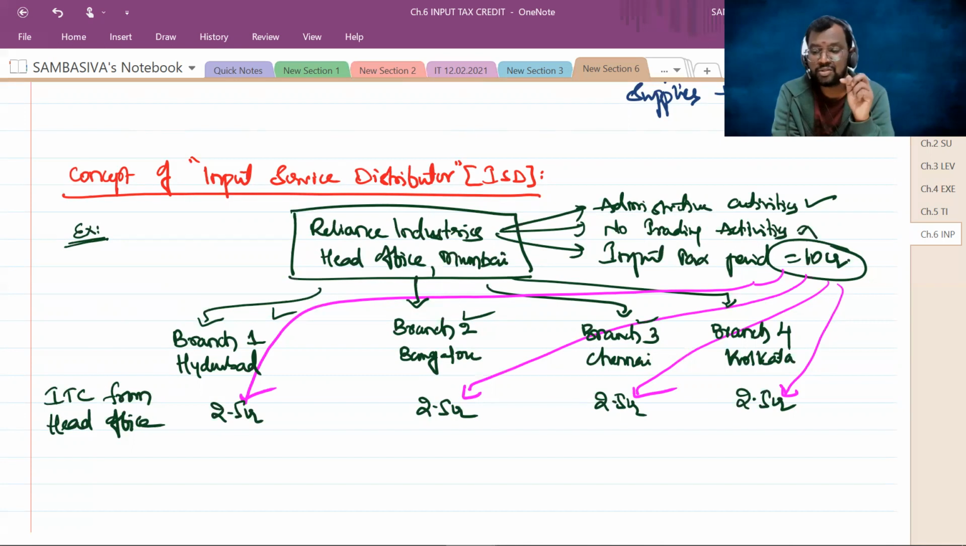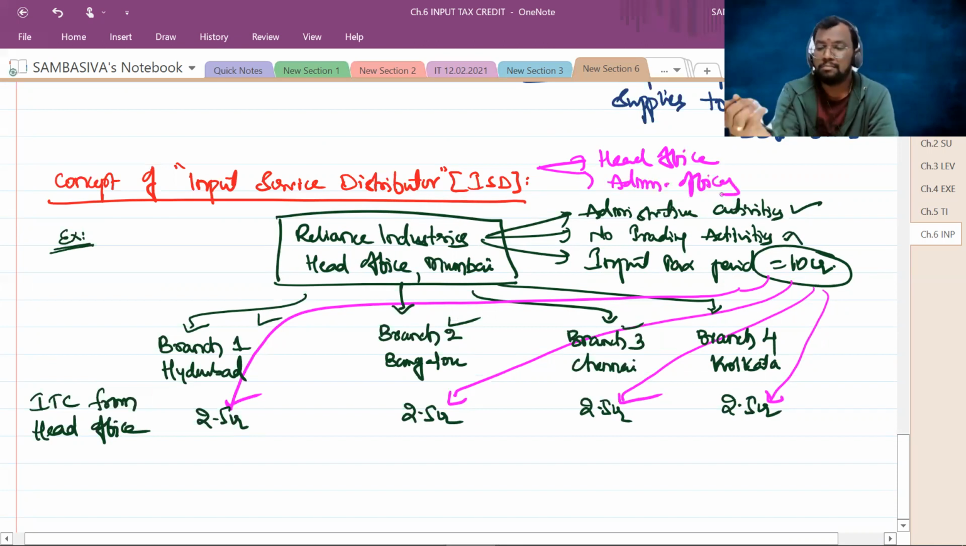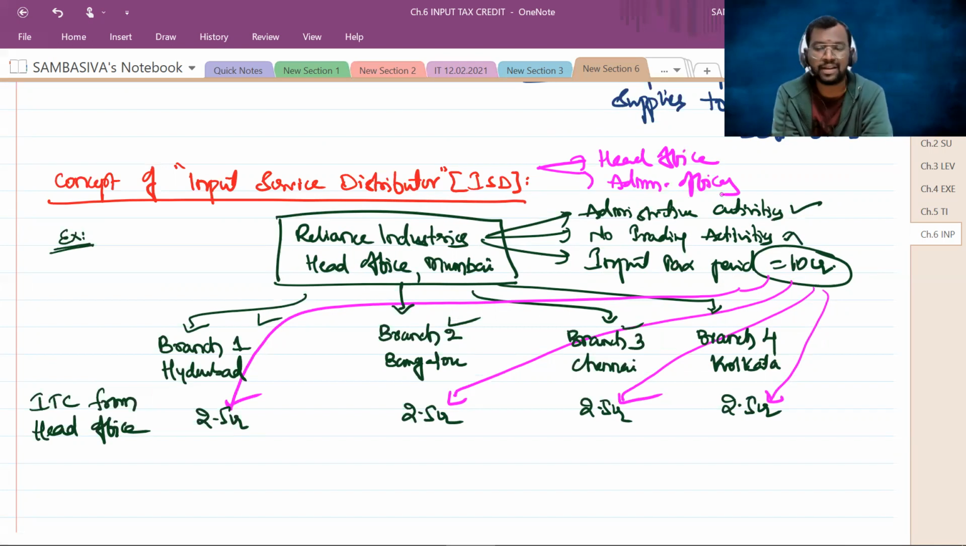Now what is the head office doing, sir? It is distributing. Distributing what? Input tax. Since it is engaged in the activity of distributing the input taxes, it will be called an input service distributor. So basically, examples of input service distributors are all the head offices of businesses and all the administrative offices of the business units. Majorly these people will come under the input service distributor category.